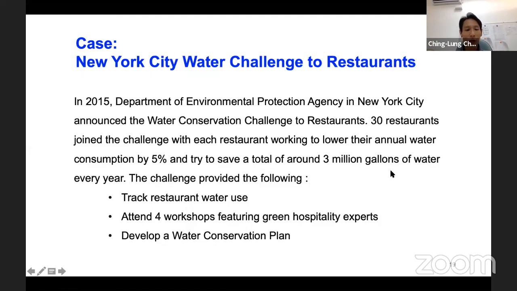The challenge provides the following. The first one is checking the restaurant's water usage, attending four workshops featuring green hospitality experts, and developing a water conservation plan. It means that the restaurant needs to come up with its own water conservation plan in order to take this challenge.